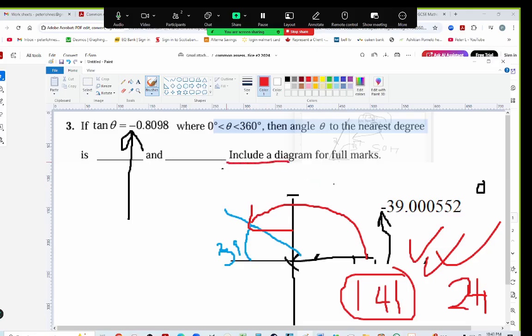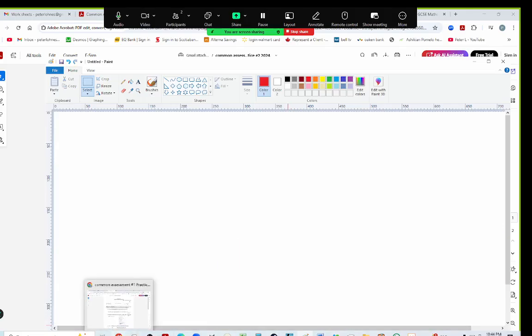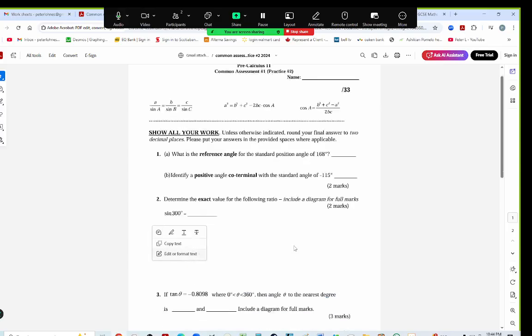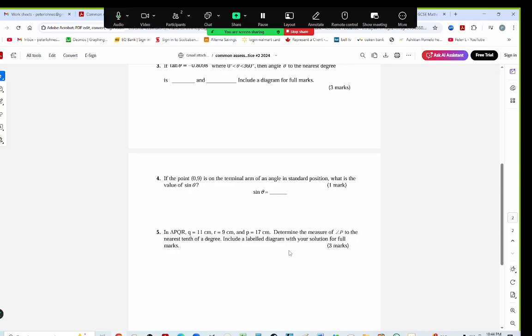He wants this, include a diagram for full marks. Don't forget that he wants it to 1 degree. So even though I used 39 here, the correct answer is 141.0, 241.0, because that's to 1 degree. He'll take marks off. Most of them do. So it's a whole bunch of little things to remember. Good so far?